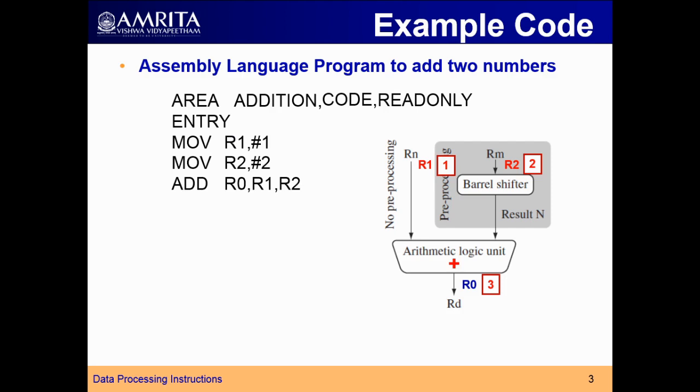Finally, when you are finishing the program, you should write another directive known as END. So END is another assembler directive which instructs the assembler that this is the physical end of the program, right? Whatever you are writing after this END will be discarded by the assembler. So AREA, ENTRY and END, these three are known as assembler directives which give directions to the assembler, right?